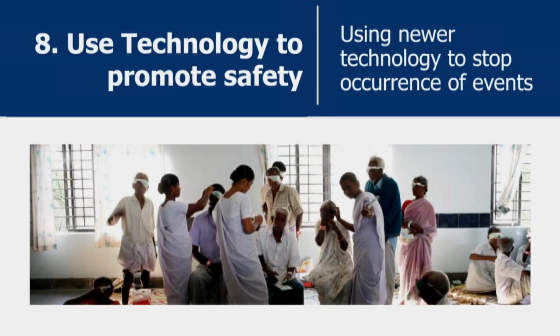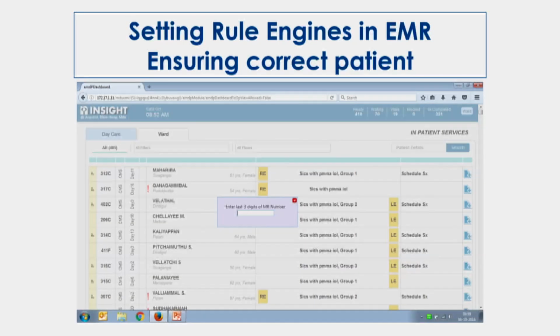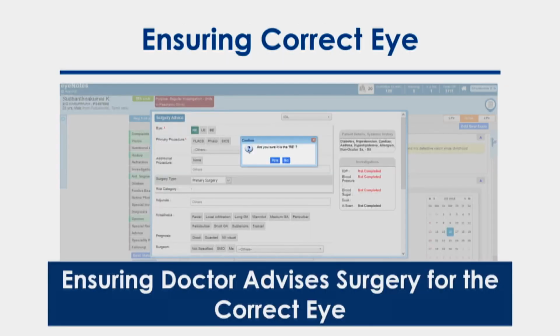And again, using technology to promote safety. So, we used to say that you have to get the ID card, you have to check the number, only then you should write. That really doesn't happen many times. So now, if they don't put the last 3 digits of the medical record number, which is only with the patient, only in the ID card, the medical record will not open. So we brought in that safety feature.